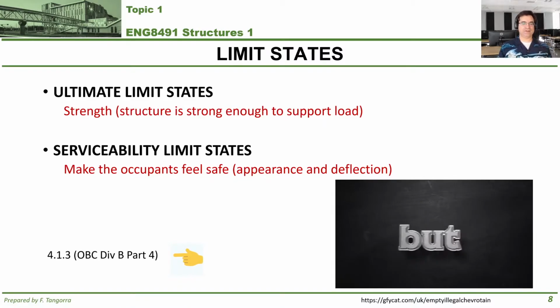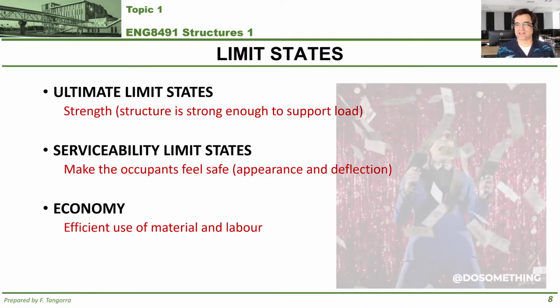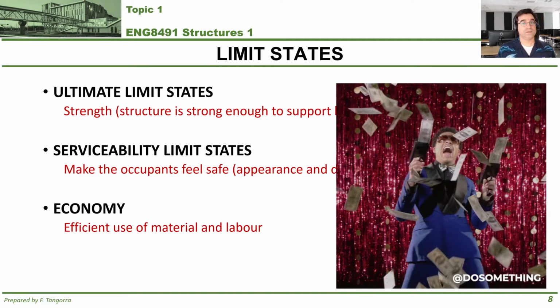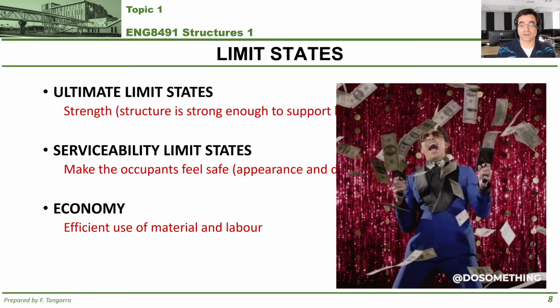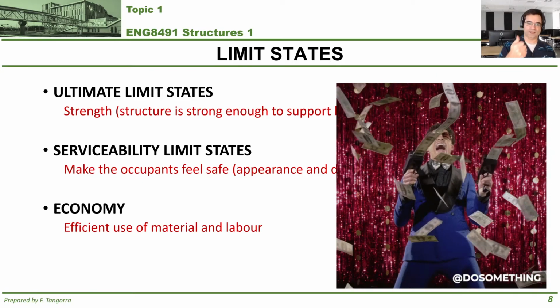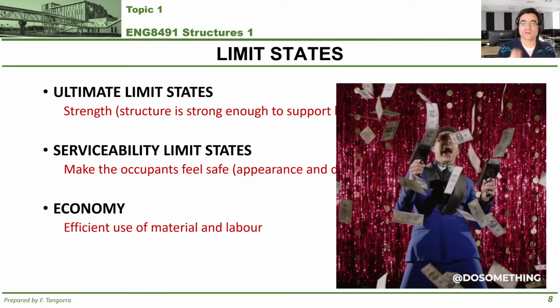Now, there is more. There's one further limit state that I want to share with you, which I like to call economy. You won't find this in any rule books or in the law. It relates to basically the efficient use of material and labor. But what it really means is this: if your structure costs too much to build and to maintain, it doesn't matter that it satisfies ultimate limit states and serviceability limit states, it will never be built.